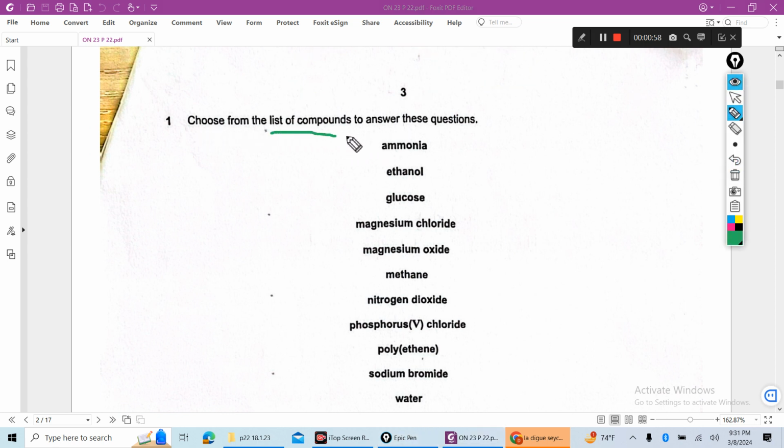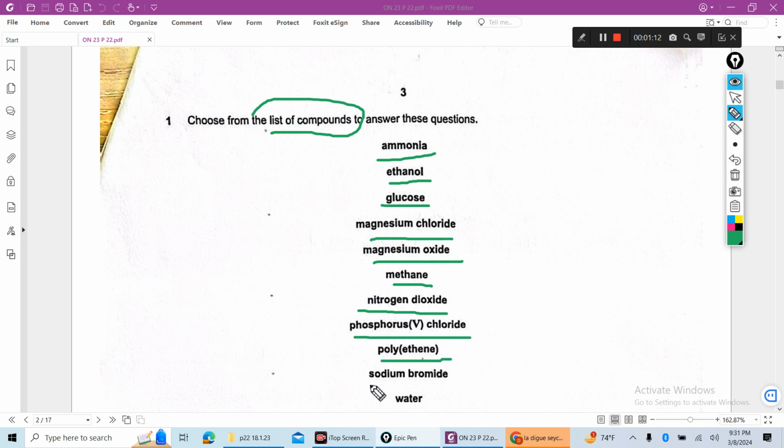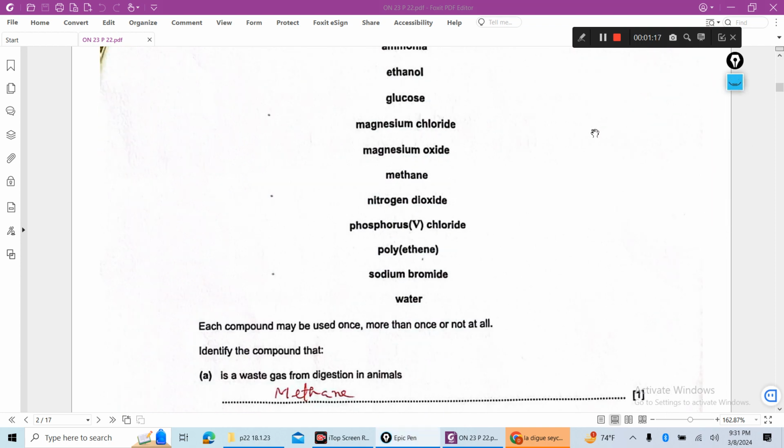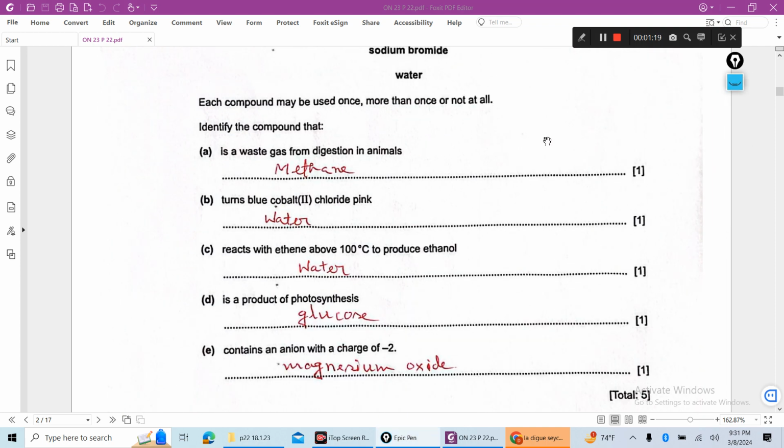Here a compound list is given: ammonia, ethanol, glucose, magnesium chloride, magnesium oxide, methane, nitrogen dioxide, phosphorus 5 chloride, polyethylene, sodium bromide and water. Now you are asked to identify the compounds; each compound may be used once, more than once or not at all.